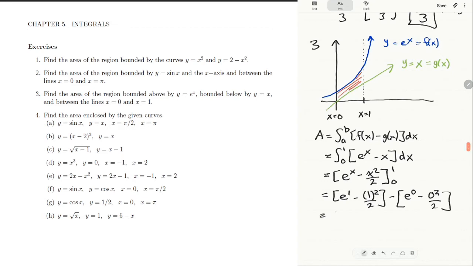So we end up with e minus a half minus e to the 0, which is 1, minus 0. And so that gives us e minus a half minus 1, or e minus 3 halves.